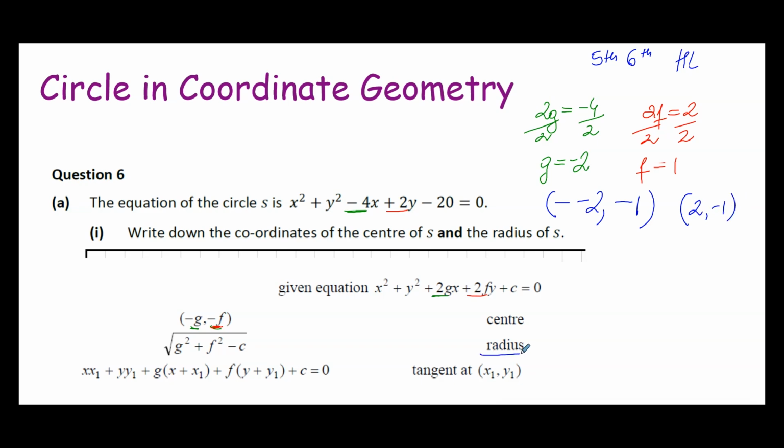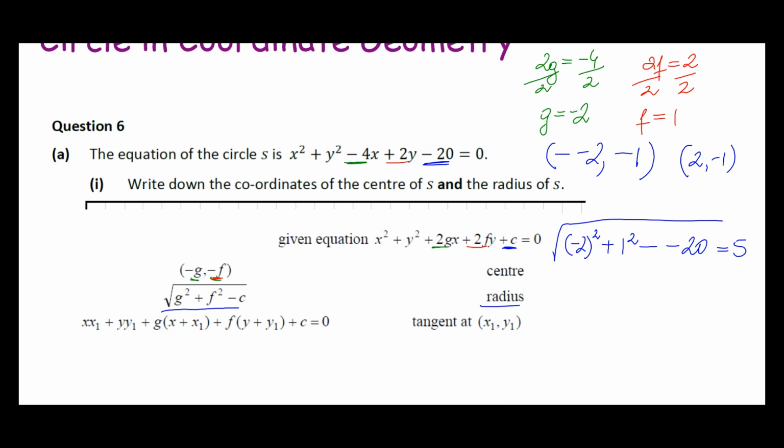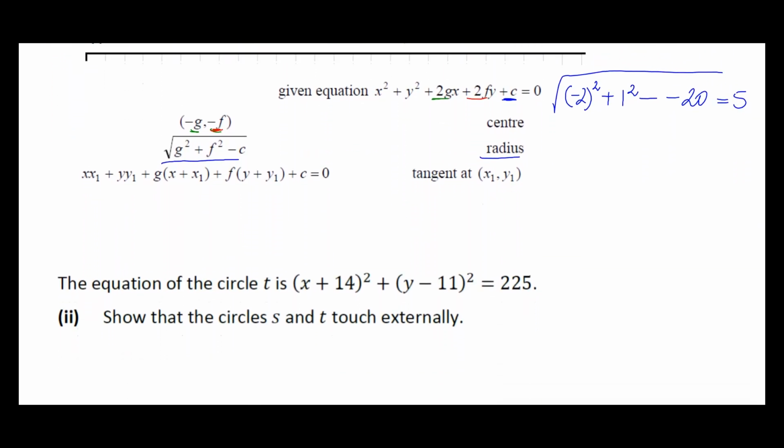And then the second thing is the radius. And for the radius, here we have a formula. Now we've already figured out g. g is minus 2, so that will be minus 2 to the power of 2, plus f, f is 1, again 1 to the power of 2, minus our c value. c is the number at the end, and our c is minus 20. So minus minus 20, again don't get caught with that. Everything under the square root, we put in the calculator, press equal, and we get 5. So we have the center and the radius. Let's have a look at the next part.